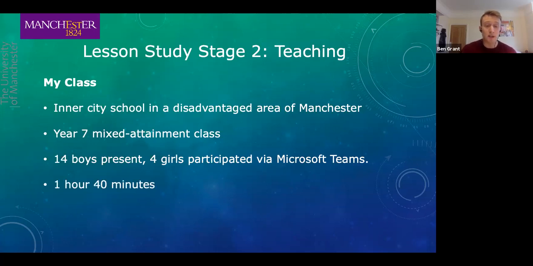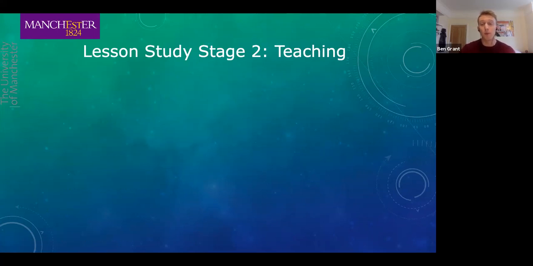The lesson was a double lesson. It lasted an hour and 40 minutes. Six pupils in the class had English as an additional language, and seven pupils in the class were on pupil premium. So when I taught this lesson, obviously the main parts of the lesson were task one and task two that you lot just had a go at.